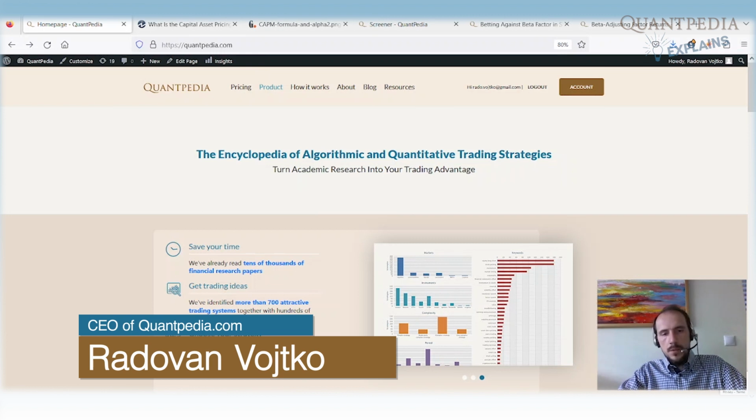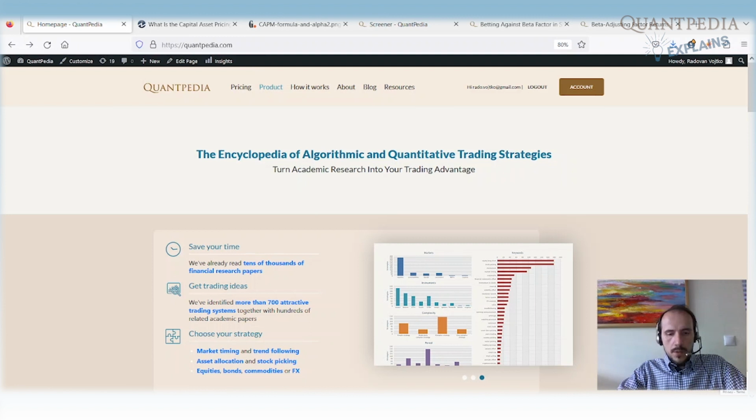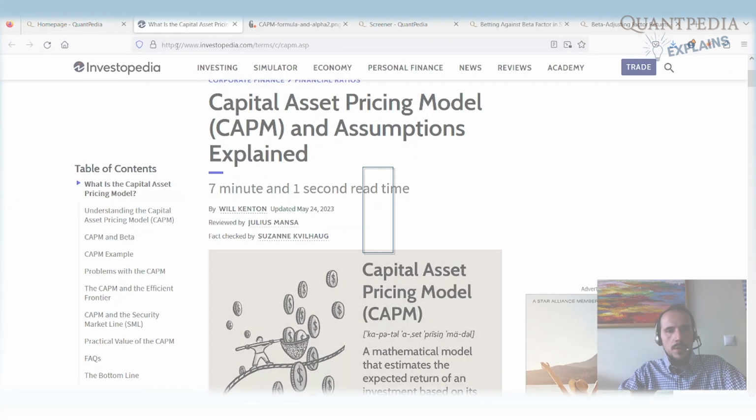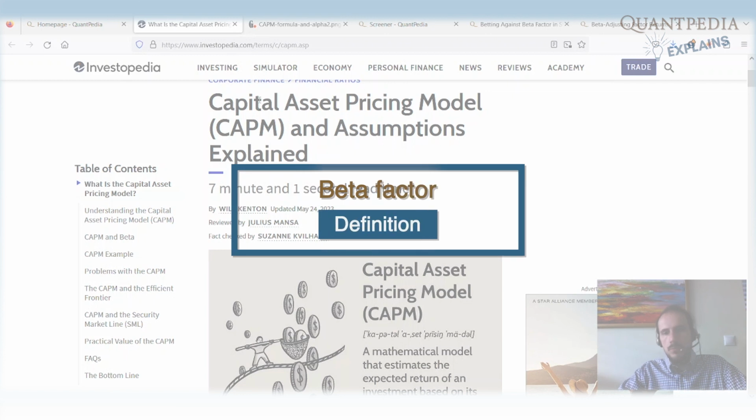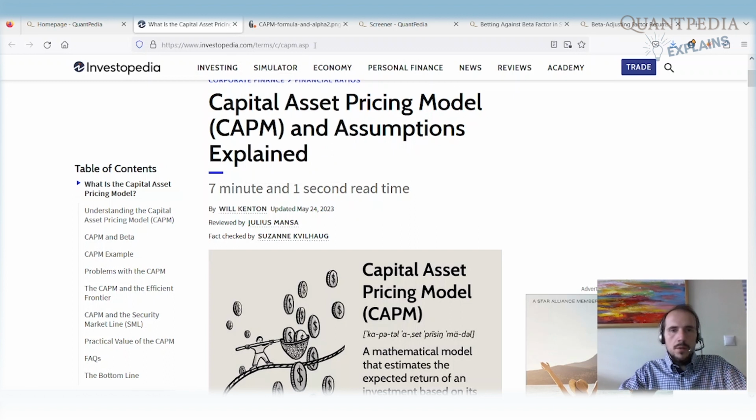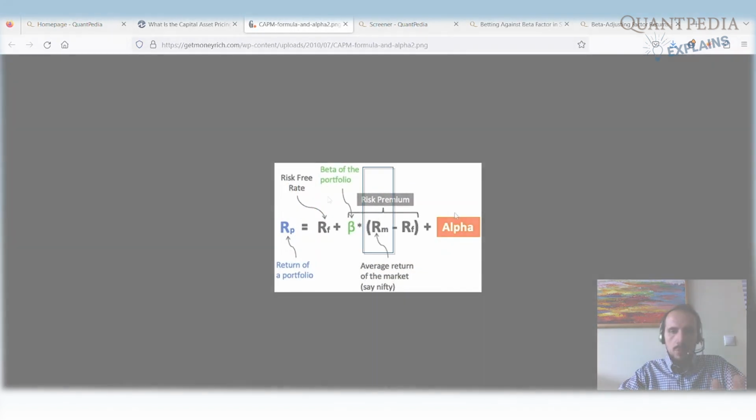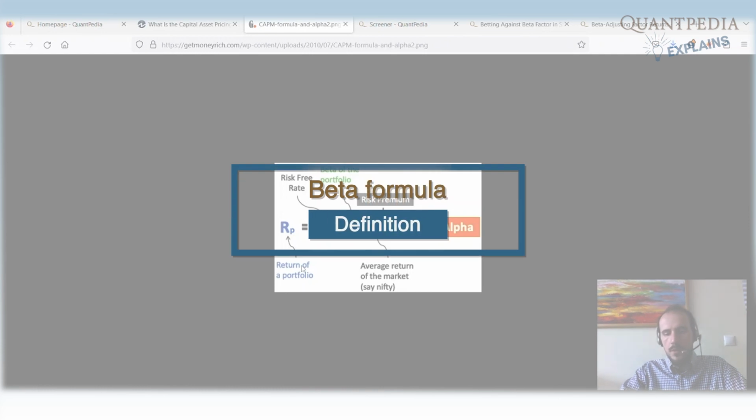Today we will discuss the beta and what is the impact of beta on trading strategies. But firstly, let's discuss what the beta is. The notion of alpha and beta comes from a capital asset pricing model. We can read a lot about CAPM, beta, alpha, etc. I will link the article from Quantpedia in the description of this video, but here I will quickly explain what the beta is, and then I will show you how to use the beta to build better trading strategies.